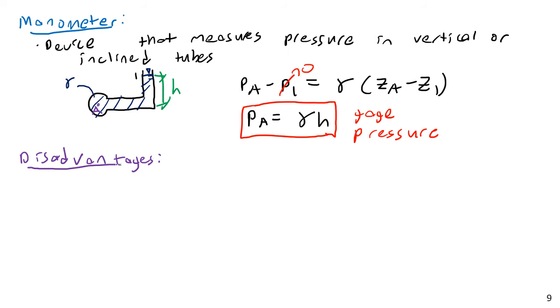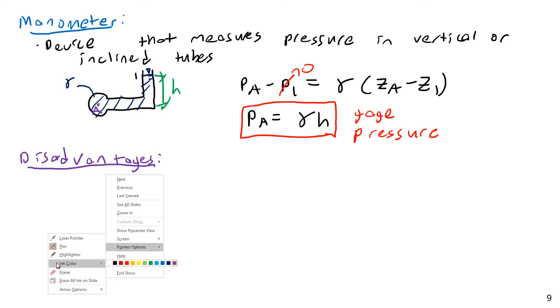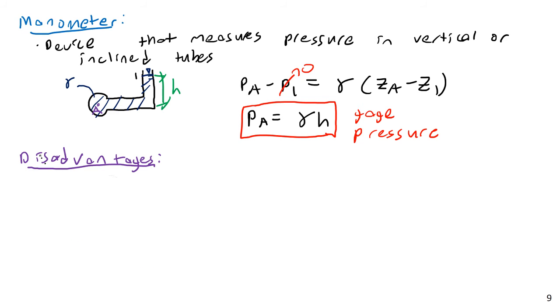Disadvantages. One, you need small pressures. The system needs to be at relatively small pressures because the tube needs to be relatively short. In terms of an instrument that you might read at a plant, it's not going to do you any good if the tube is 10 meters long. It's not going to be something you can reliably and accurately read.